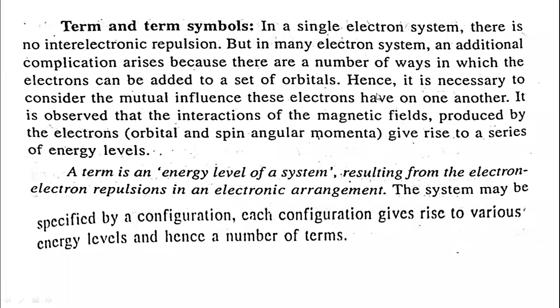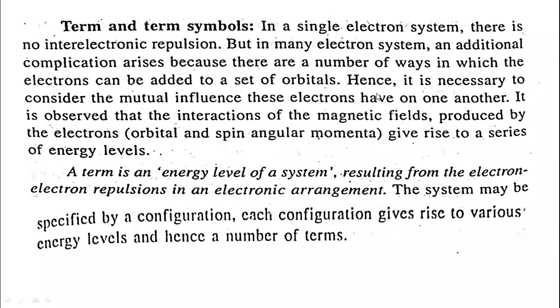In a many electron system, an additional complication arises because there are a number of ways in which the electrons can be added to a set of orbitals. Hence, it is necessary to consider the mutual influence these electrons have on one another. Because electron-electron repulsion is there, some effect is there.